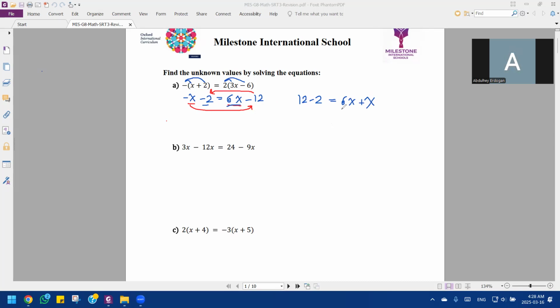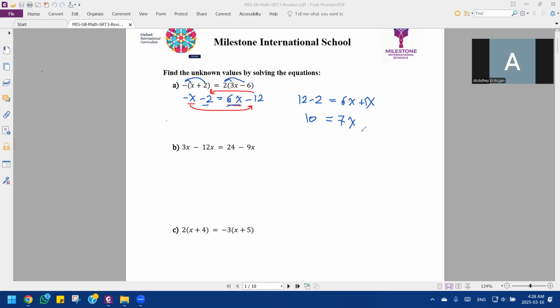So since I have now variables on one side, numbers on the other side, we can simplify. 12 minus 2 is 10, equals to 6x plus x. Here there's 1, but we don't write it, it's 1x. So 6x plus 1x is 7x.